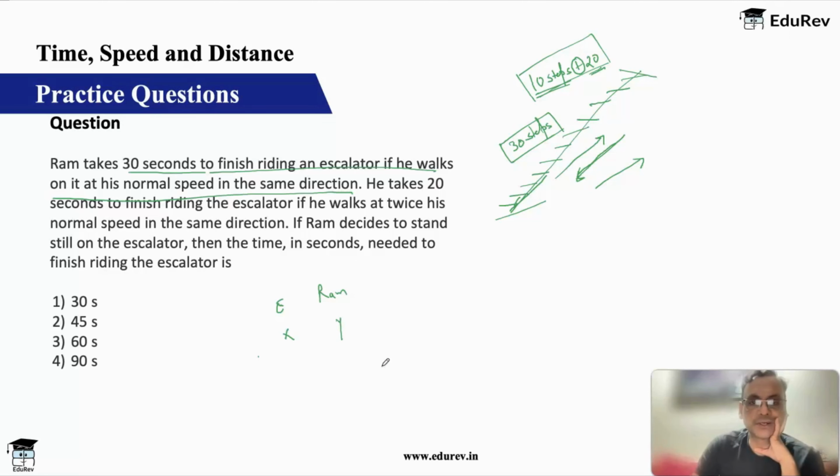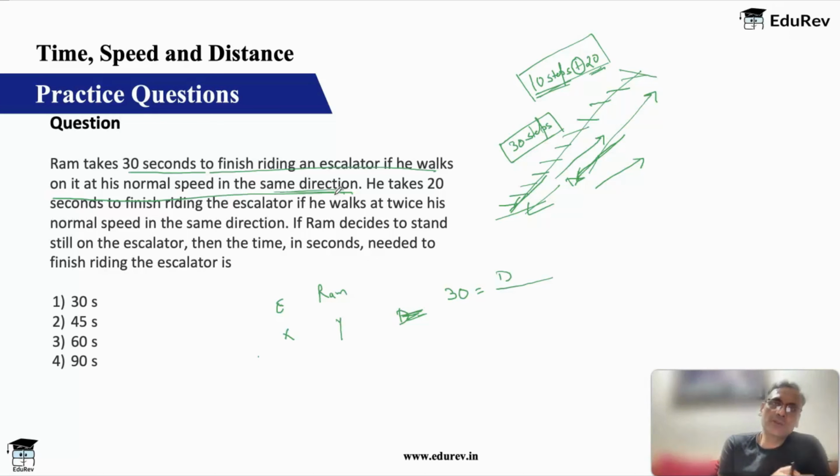So now the distance covered upon time taken. I have 30 seconds is equal to distance covered. Distance is this length, right? So this is the distance covered if he walks at his normal speed in the same direction. Now here you have to understand, your speed and the escalator speed will get added, though it is in the same direction, and you might make the mistake of subtracting the speed, but no.